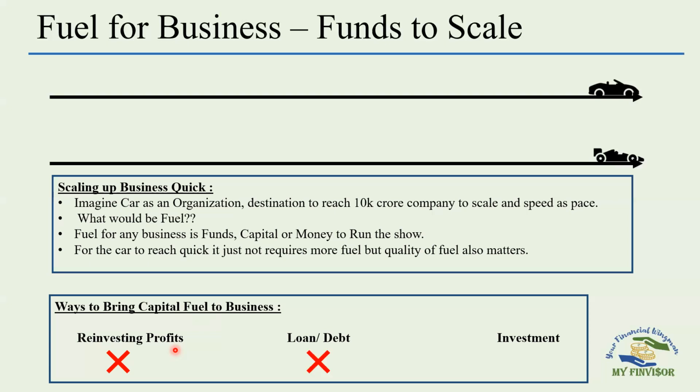So reinvesting profits, you can take it as a quantity of capital. You lose quantity of capital when you choose reinvesting profits, and when you choose loans and debts, the quality of capital is bad, because you'll end up paying interest to the bank. Now the third option is investment. Investment is obviously better, because you don't pay any interest to the investor, and you can get it anytime, and you can get as much as you want.